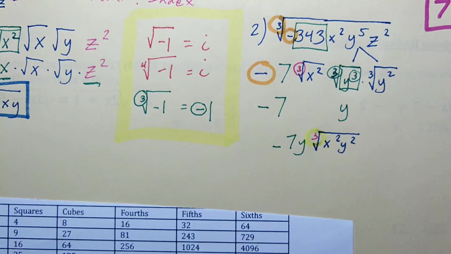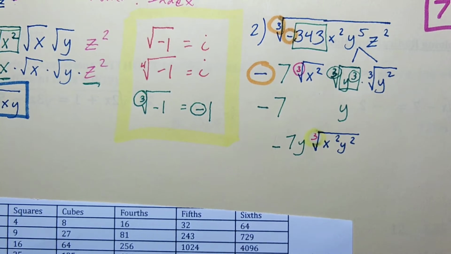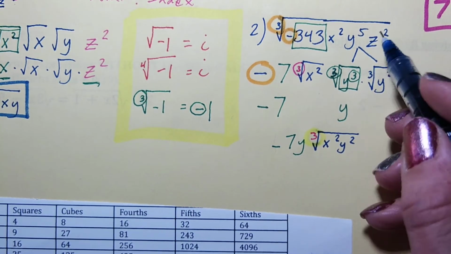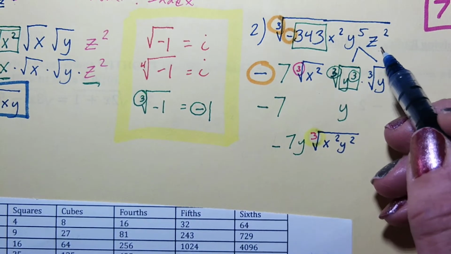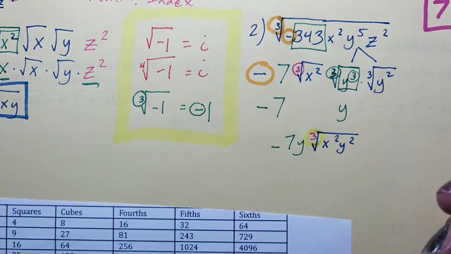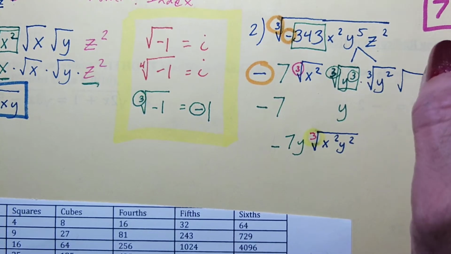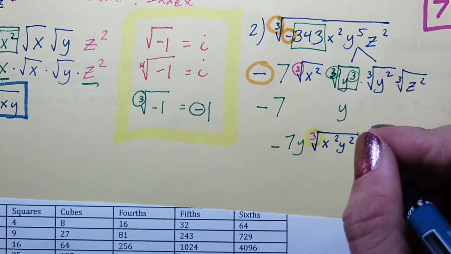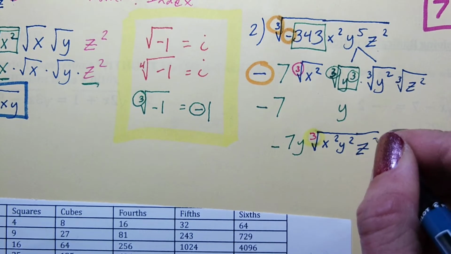Don't forget the index. What about the z? Oh my gosh, we do have a z on the end. Don't forget all the variables too. So z squared, there's also not enough of those to be able to take the cube root of it. So we're going to have z squared, also with that little index of 3 on the outside, and that's going to go under our radical.